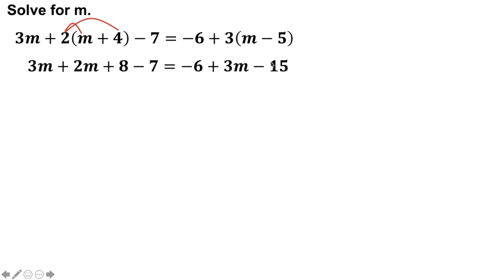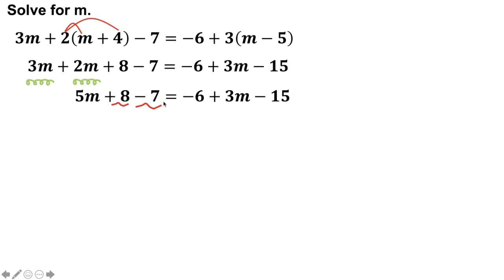Now we have to look at this, and we've gotten a lot closer, but we still need to combine like terms. In other words, get all of our m's together. I've got a 3m and a 2m. That's going to give me 5m. Now we have some other like terms, right? We've got an 8 and a negative 7 that we can combine together. So that's going to give me my 5m plus 1.